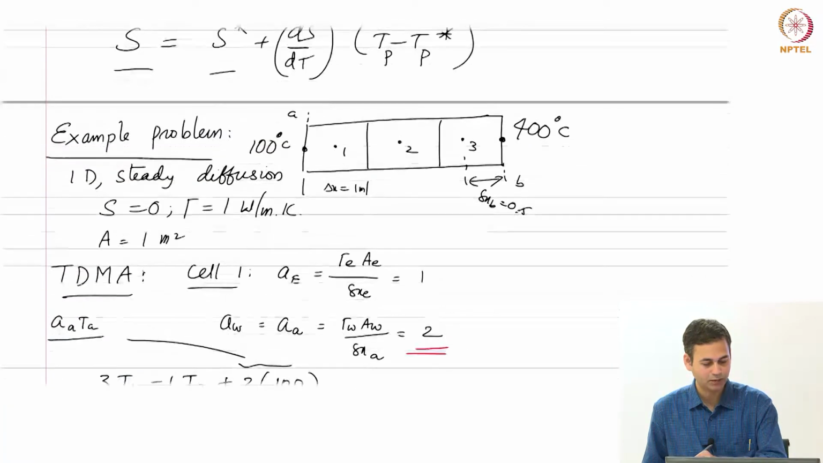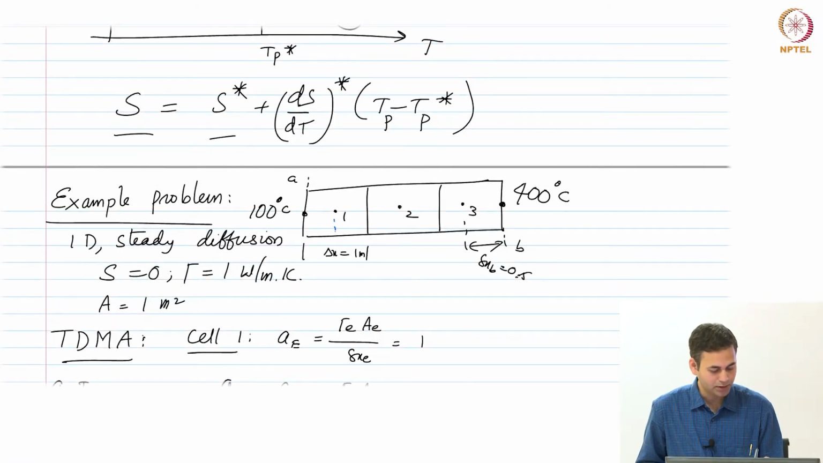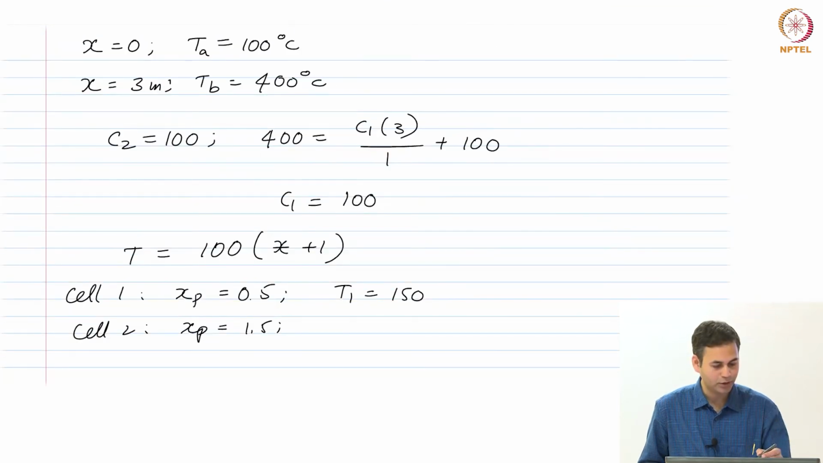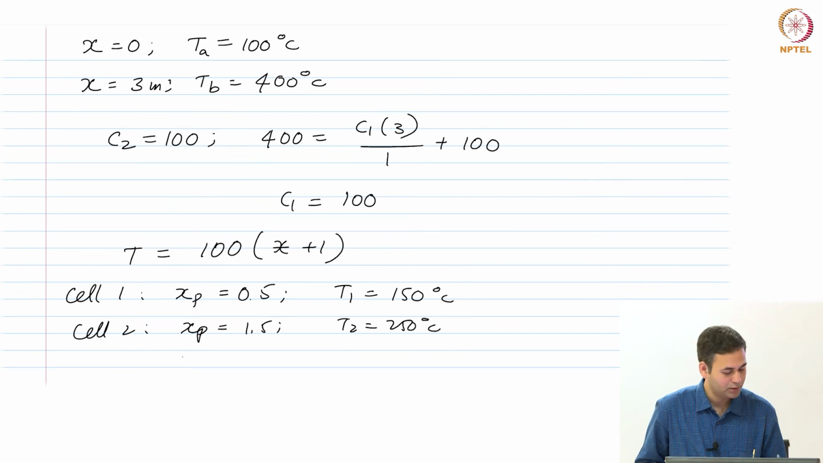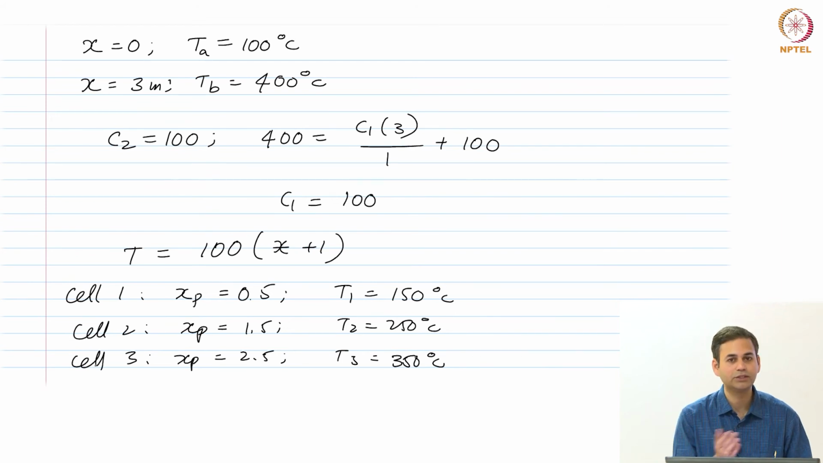So, go back, oh, I've done a lot. So, this is how much? 0.5, 1.5 and 2.5, multiply, so 2.5 would give you how much? 250 degrees Celsius. Cell 3 would give you xp is 2.5, T3 is how much? 350 degrees Celsius, okay, fine. Now, we just have to write a code for this, same, it is very straightforward, fine, okay, happy.